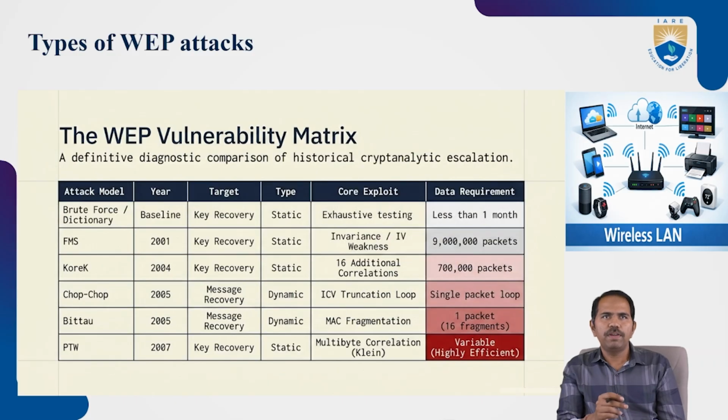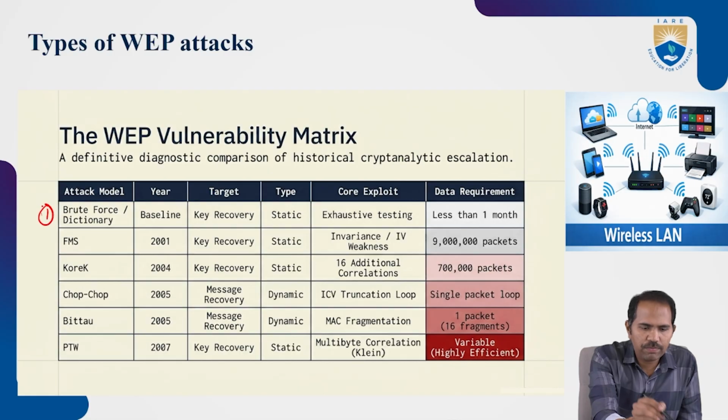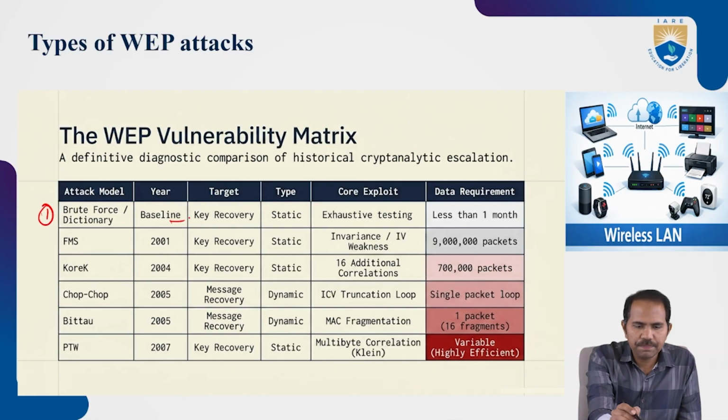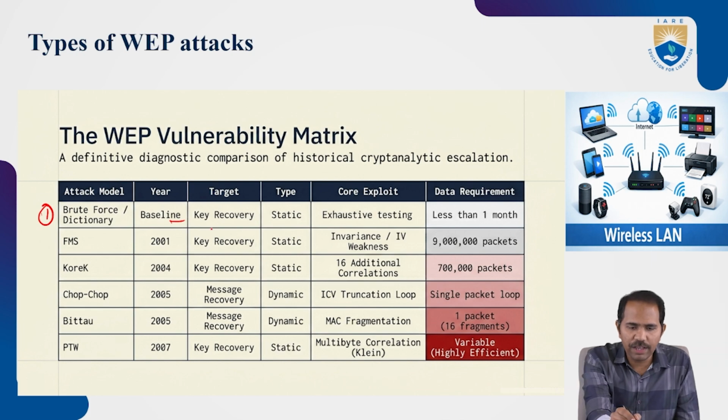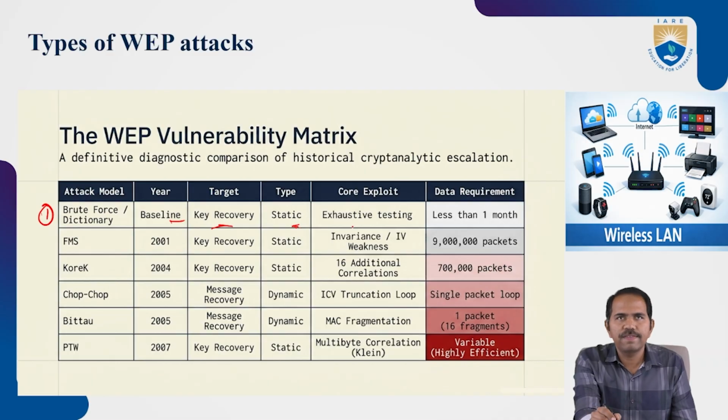The WEP vulnerability matrix is taken with the different attack models. Now see the attack models. The first one is brute force or dictionary. Here it is a baseline. The target is key recovery. The type is static. The core exploit is exhaustive testing. The data requirement is less than 1 month of data.